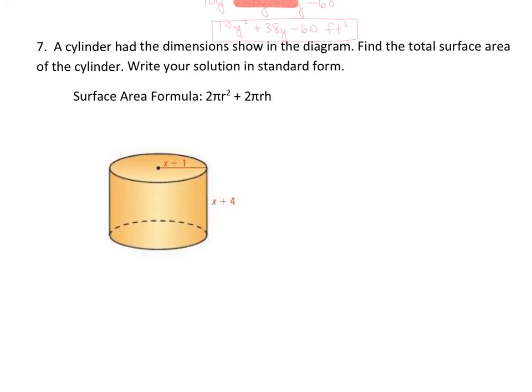And number 7, a cylinder has a dimension shown. Find the total surface area. And so you can see here, there's the formula for it. And make sure it's written in standard form. Okay, so we're going to use this guy.